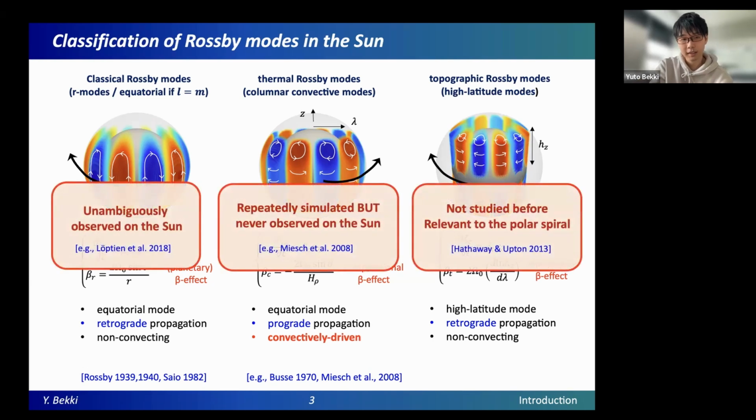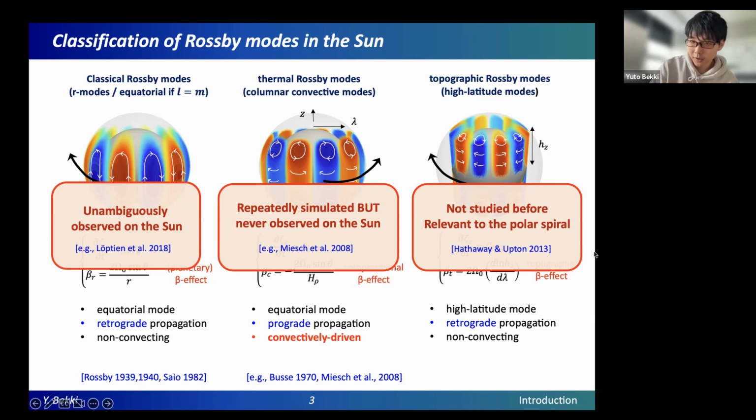In the sun, the classical Rossby modes have been very clearly observed recently. The thermal Rossby modes are really controversial because they are repeatedly reported in numerical simulations, but from solid observation, they have never been successfully observed for some reason, and we don't know why.